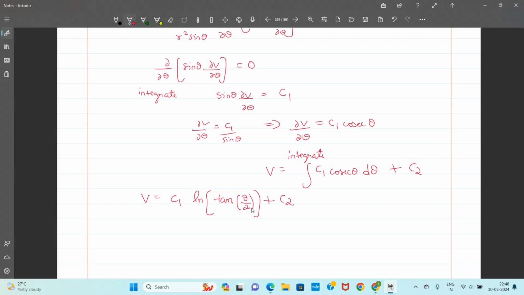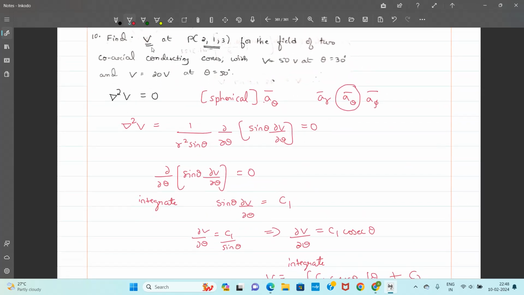You can check the standard integration results. You need to know all these integration results. Integration of cosecant theta is natural log of tan theta by 2. So let's call this as our first equation. Potential equation is done now.